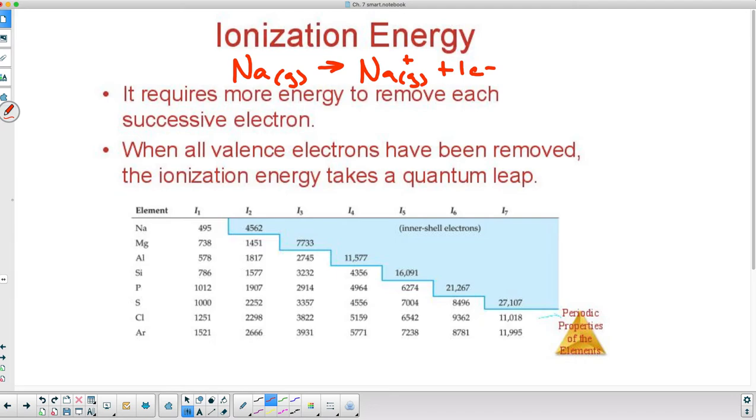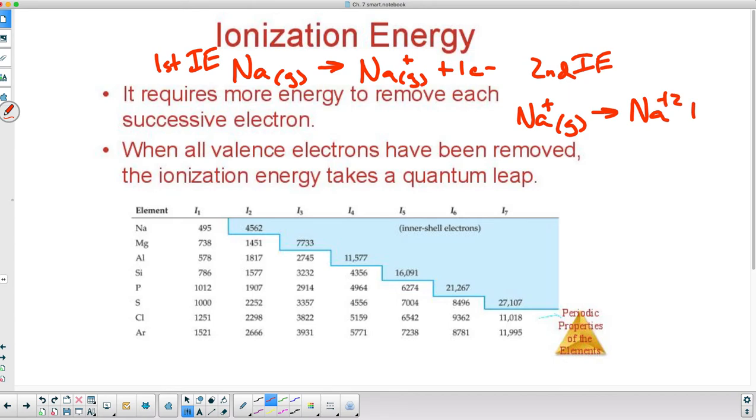So it requires more energy to remove electrons. This is for the first ionization energy. If I want to take a second ionization energy, it would look like this then. It would still be Na with a plus, and then I would go Na with a +2 plus 1 electron. So that's what the second ionization energy of sodium would look like.